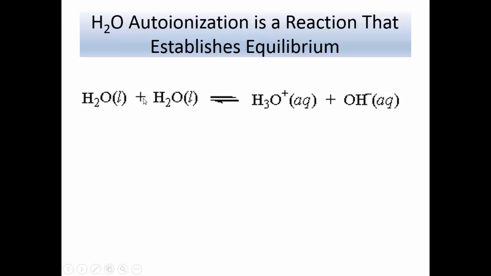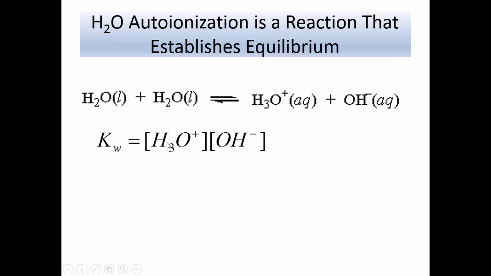This equilibrium is basically an example of a heterogeneous equilibrium, where reactants and products can exist in different phases. The reactants here are the water molecules in the liquid phase, pure liquid. And the products, the hydronium and hydroxide ions, are dissolved ions. So they're different phases.